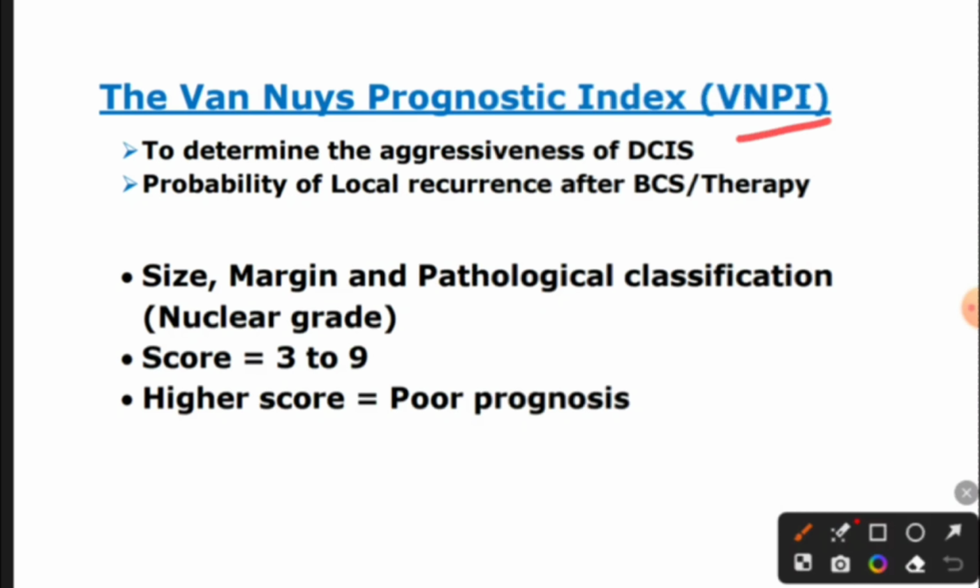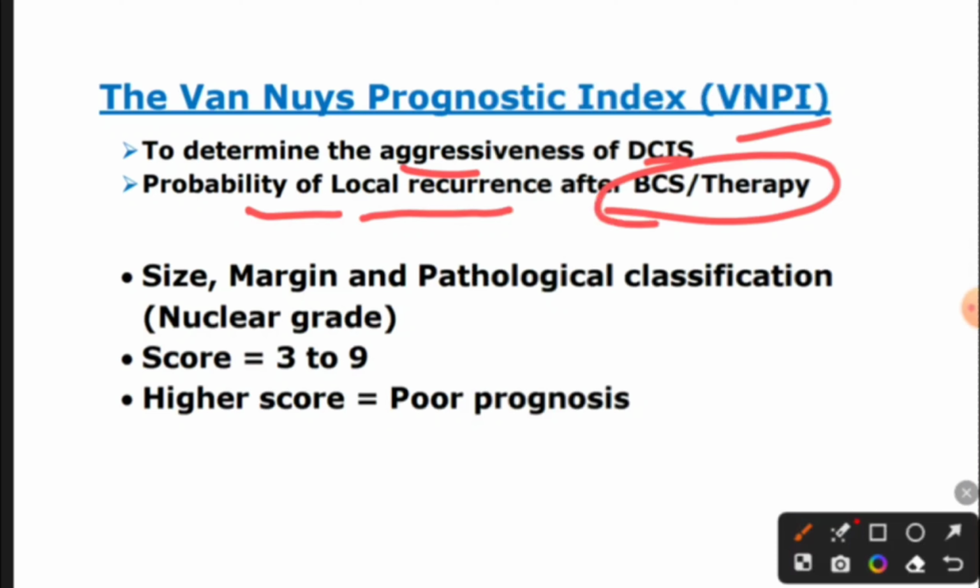VNPI, the Van Nuys Prognostic Index. It is an attempt to determine the aggressiveness of ductal carcinoma in situ. It predicts the probability of risk of local recurrence after breast conservation surgery or therapy. The characteristics included in VNPI are the size, margin, and pathological classification, that is the nuclear grade of the ductal carcinoma in situ, and it is scored between 3 to 9. The higher the score, the poorer the prognosis.